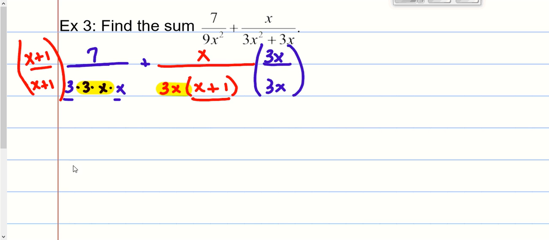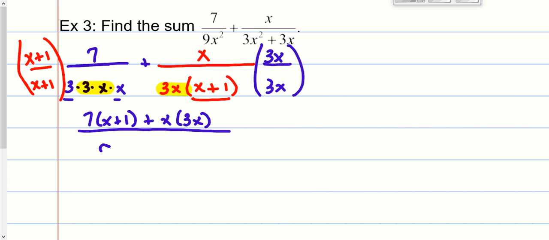Okay, so that's going to give us our least common multiple, or our common denominator. But we have to multiply the top and the bottom of the fraction by that same thing. So now, my blue fraction is going to be 7 times x plus 1. And I'm going to go ahead and add the x times 3x and put it over one big fraction. So 3 times 3 is going to take me back to my 9. X times x is going to take me back to my x squared, and then the x plus 1.